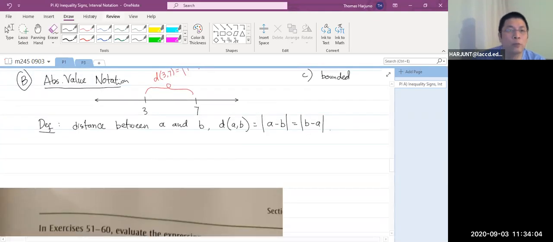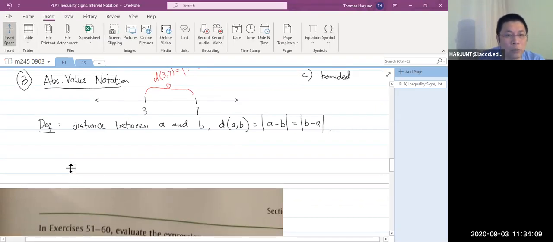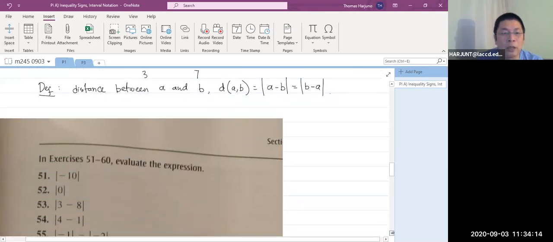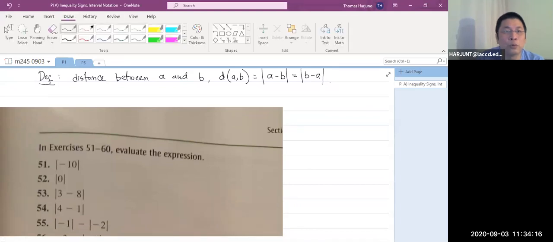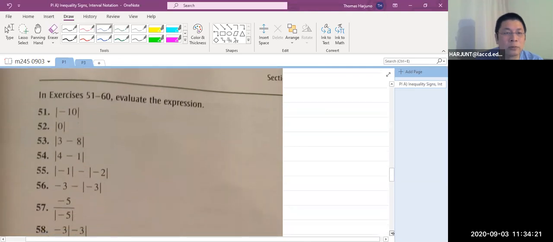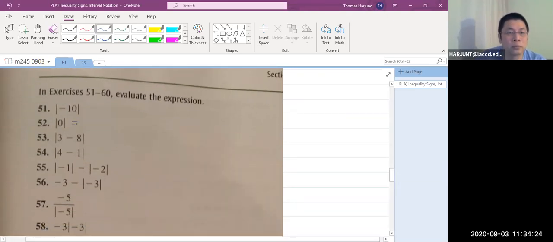So for example, if we see what we have down here, somebody already said, oh, number 51 is 10. That's true. Okay, how about number 52? What is absolute value of zero? That's zero, right? Basically we need to compute the guy inside the absolute value first. If there's any operation inside the absolute value, we need to compute that first. So this is absolute value of 3, which is 3.